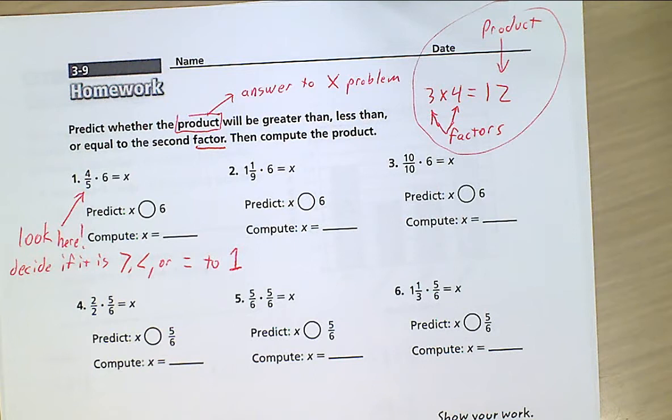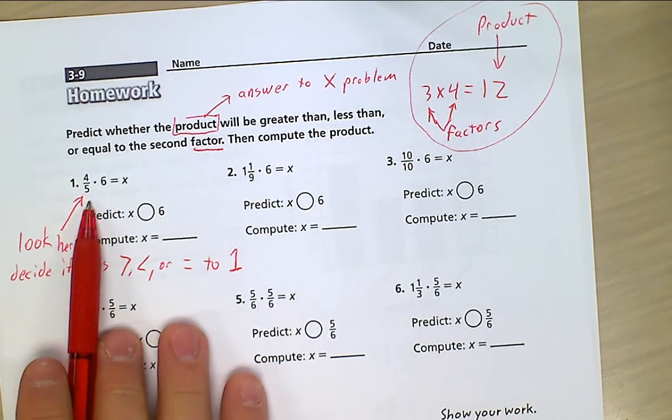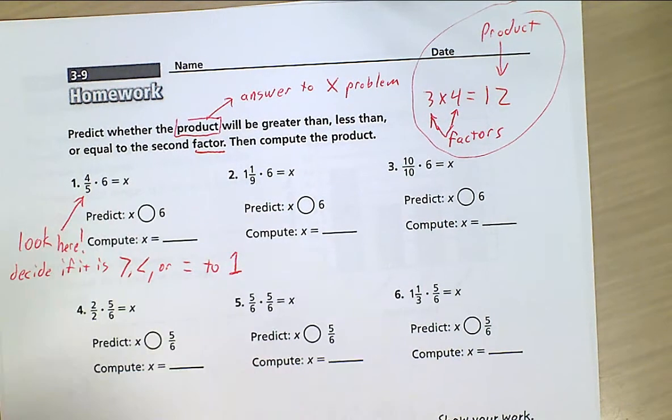Well, what do we know about fractions? How do I know if a fraction is bigger than 1? Yes? If the numerator is bigger than the denominator. Perfect answer. If the numerator is bigger than the denominator, that's more than 1 whole, isn't it? Well, look at 4/5. Is the numerator bigger? No. So that's not bigger than 1.